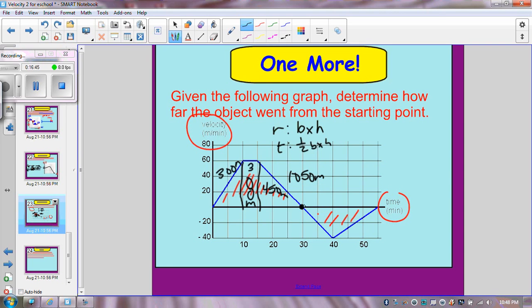The base of this triangle is 5, 10, 15, 20, 25 minutes times the height, which is negative 40. 25 times negative 40 is going to give you negative 1,000, but divided in half is going to give us negative 500. So the displacement here means that the object reversed and went back negative 500 meters. So altogether, if I added those together, the total displacement from the original starting point would be 550 meters.